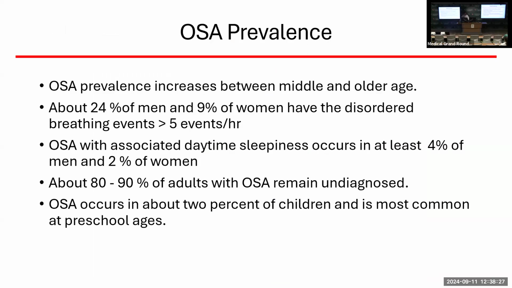The prevalence of obstructive sleep apnea increases with age and is higher in the middle and older age groups. About 24% of men and 9% of women have disordered breathing events of more than 5 events per hour. One of the common symptoms of obstructive sleep apnea is sleepiness, but of note, this occurs only in 4% of men and 2% of women. Again, 24% of men and 9% of women have disordered breathing events, but only 4% and 2% have symptoms of sleepiness. This often results in about 80 to 90% of adults with obstructive sleep apnea remaining undiagnosed. Obstructive sleep apnea may also occur in children, and it's common at preschool ages.